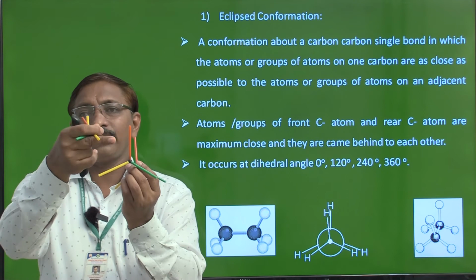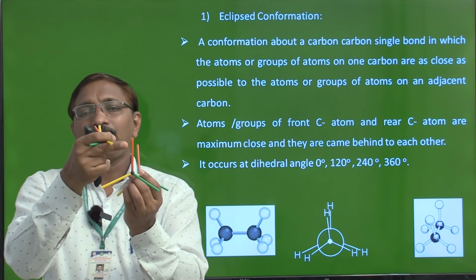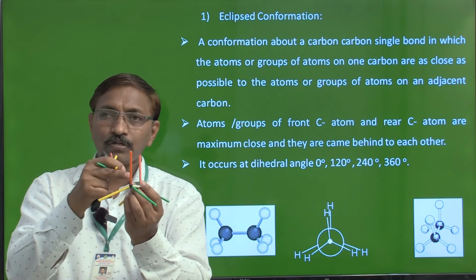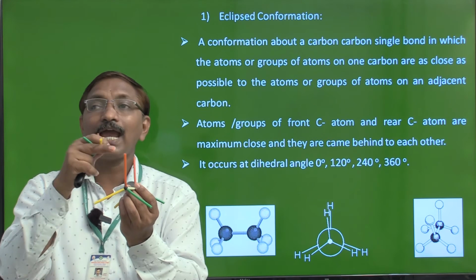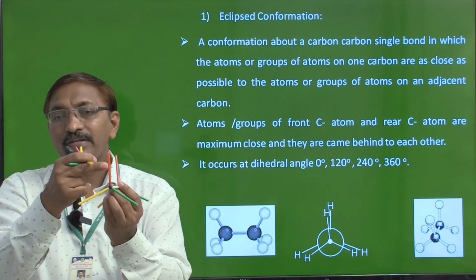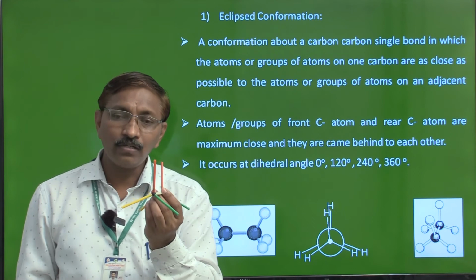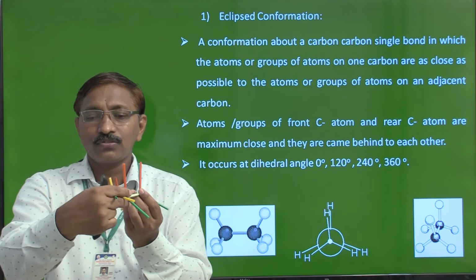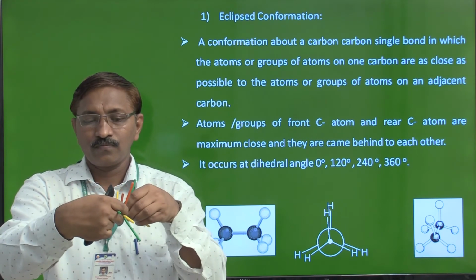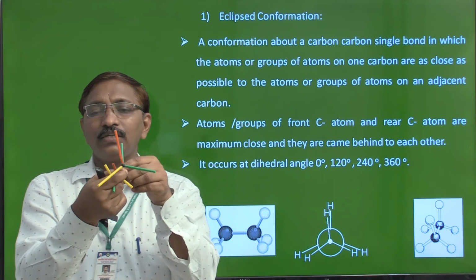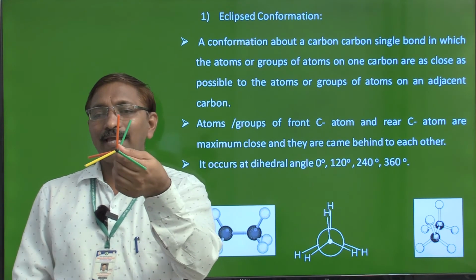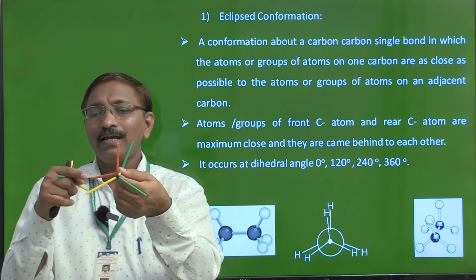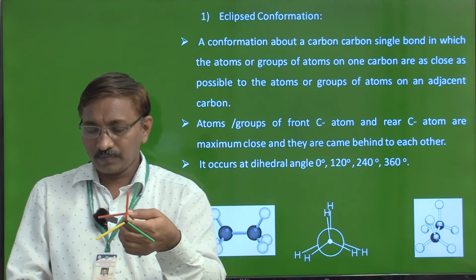From your point of view, both red hydrogen atoms are exactly behind one another, and this occurs at dihedral angles of 0 degrees, 120 degrees, 240 degrees and 360 degrees. So when we measure the dihedral angle, it is 0 degrees. When we rotate this a further 120 degrees, you can observe again they are maximally close with respect to the dihedral angle, and this is called the eclipsed conformation.